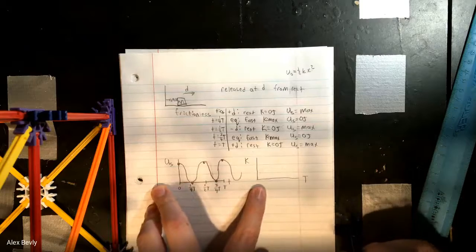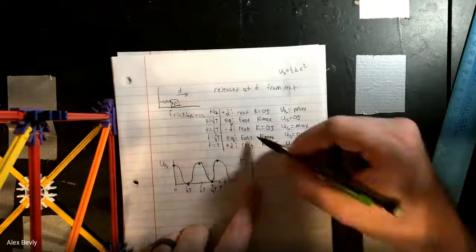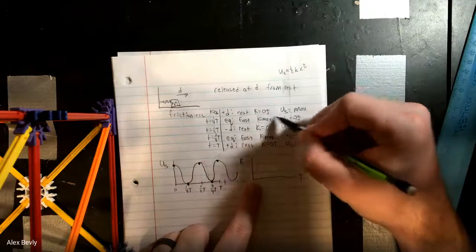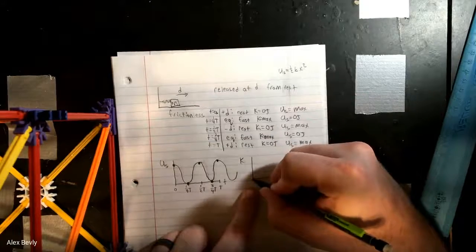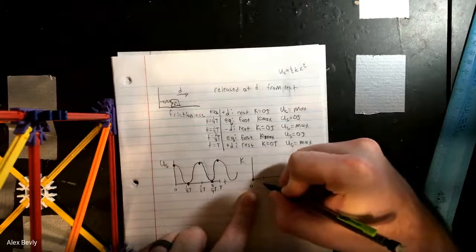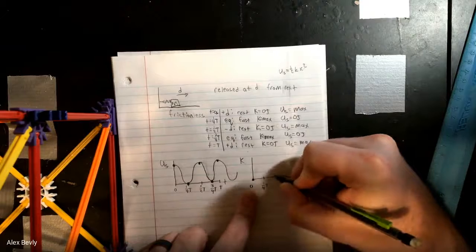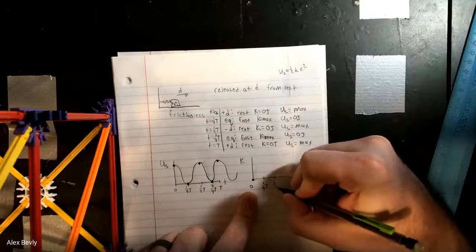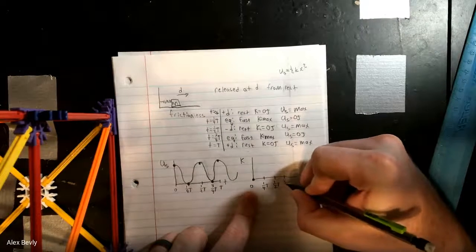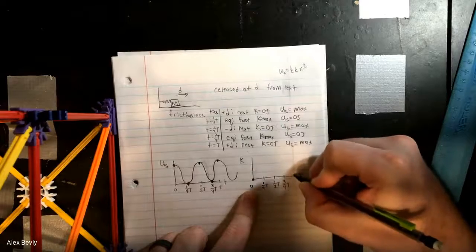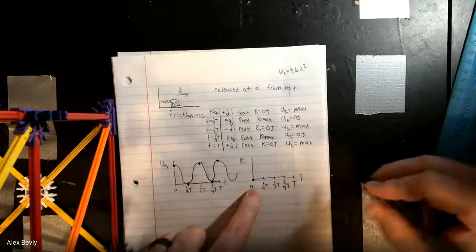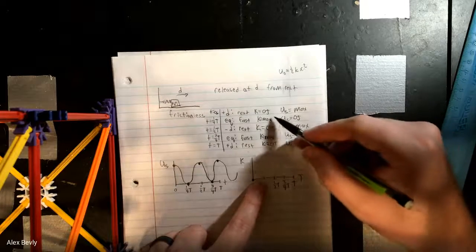And then I could look at kinetic energy versus time. So kinetic energy versus time, I start with no kinetic energy when we're released from rest. So this is at time 0, 1/4 of a period, 1/2 of a period, 3/4 of a period and 1 full period. So I start with no kinetic energy.